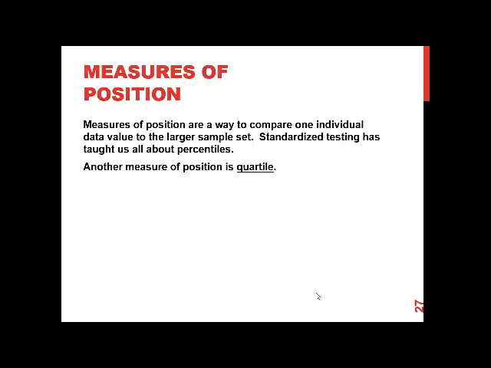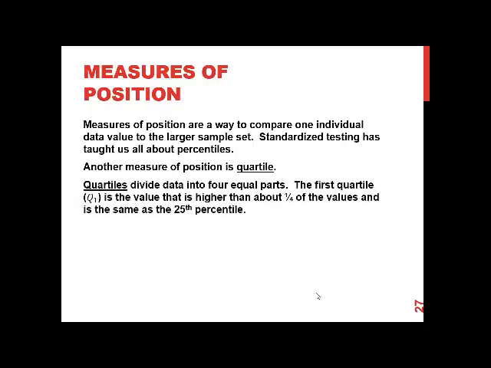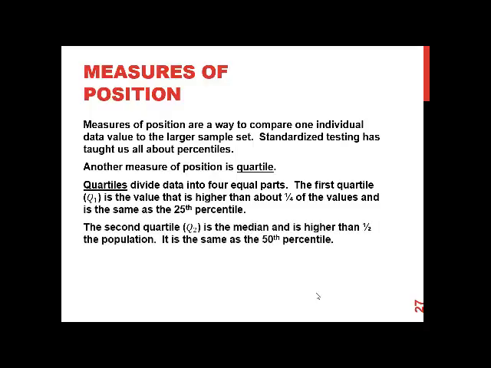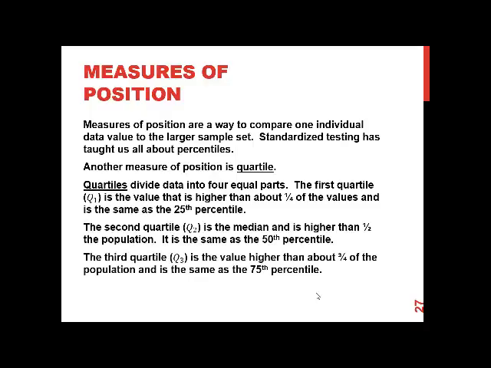Another way to measure position is with quartiles. Quartiles divide the data into 4 even parts. The first quartile, Q1, is the value that is higher than about 1/4 of the values, and that would be the same as the 25th percentile in that other technique. The second quartile is the median. It's higher than half of the population. It's the same as the 50th percentile. The third quartile is higher than 3/4 of the population, and that's the 75th percentile.